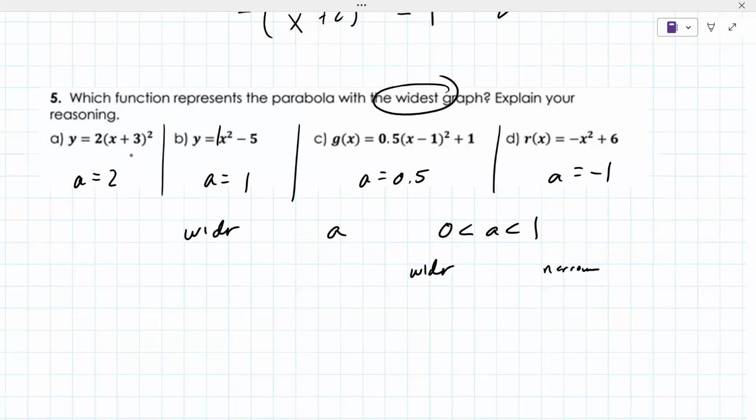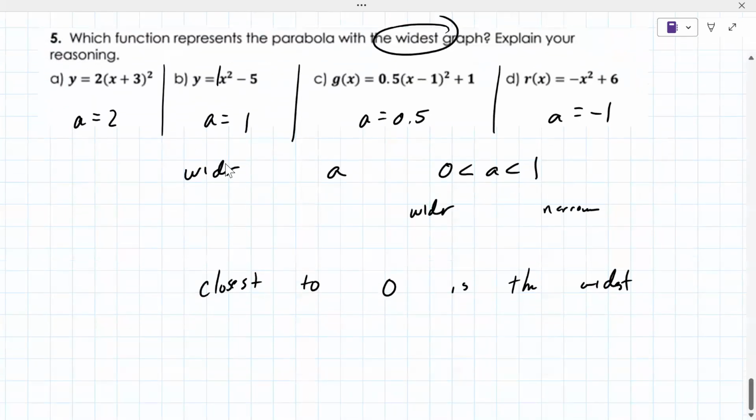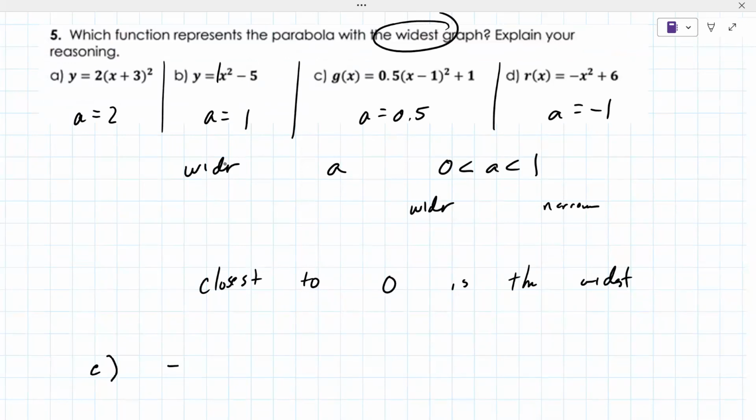So this is the wider, and this is, I want to say narrower, we'll say. So the one that's closest to 0 is the widest. So in this case it would be C. Now, what if there was option E, which was -0.25 times x plus 1 squared minus 3? You ignore the sign. You don't care about the sign. You just look at that value. So even if it opens down, it can still be wide.